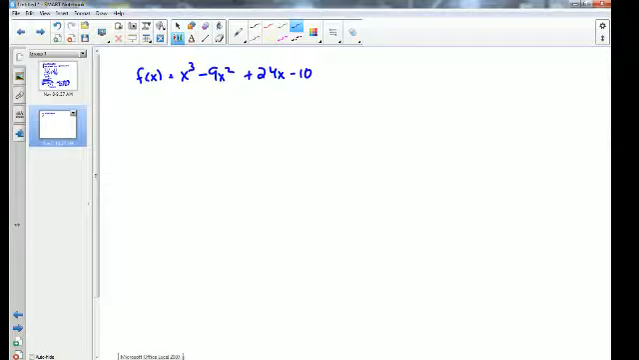So if we're trying to find the extrema, first step is derive, which is 3x squared minus 18x plus 24 equals 0. Now, can I factor a 3 out? Yeah, you can, so why don't you do that? Greatest common factor is a great thing because it makes things easy.